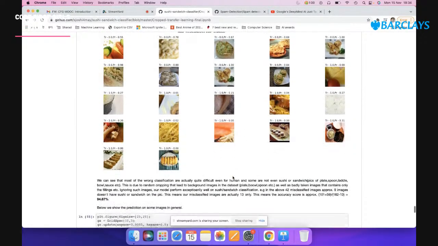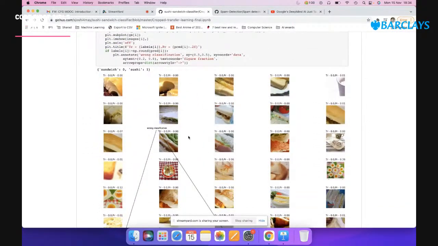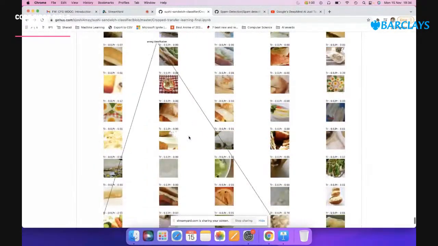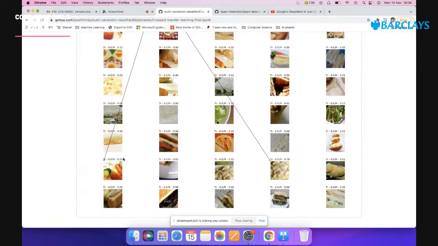Now, I'll quickly show you where it hasn't identified or has wrongly classified as something else. So see, this one, it is identifying it as sandwich, but we do not know whether it's a sandwich or a sushi. It's something else. Same for this one. It is identifying it as a sandwich, but I can see it's like a mac and cheese. I don't know whether it's a sandwich or what.